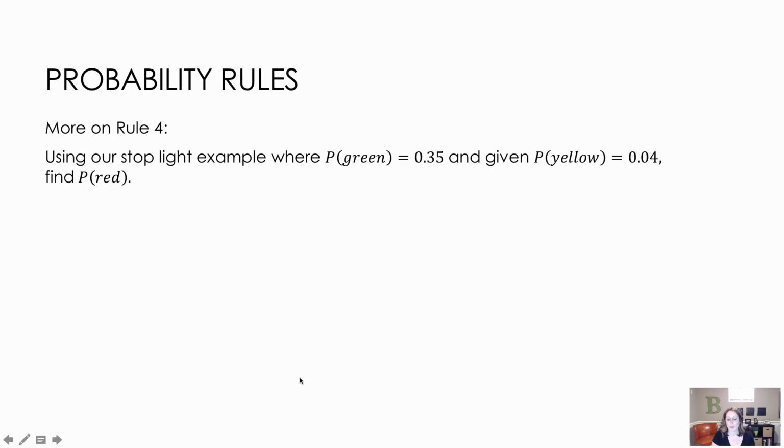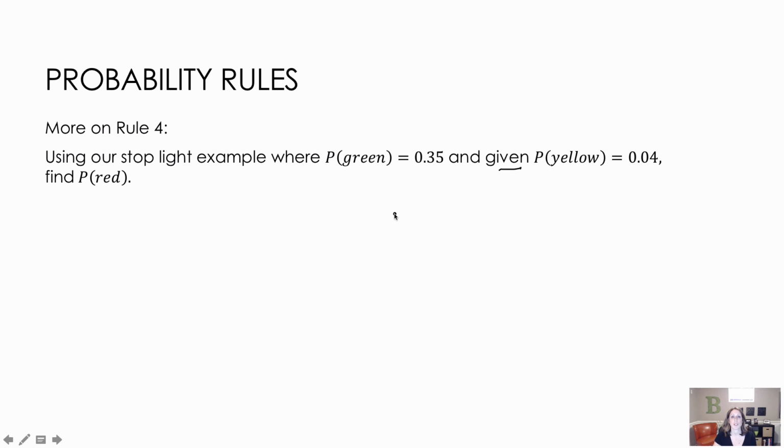I want to show you a couple of examples before we talk about the multiplication rule, a couple of examples where we use rule 4. In this case, I'm actually using the addition rule, which is rule 4, and the complement rule, which I believe is rule 3. Using our stoplight example where the probability of green was 0.35, and now they're giving us that the probability of getting a yellow is 0.04, and I want to find the probability of a red.